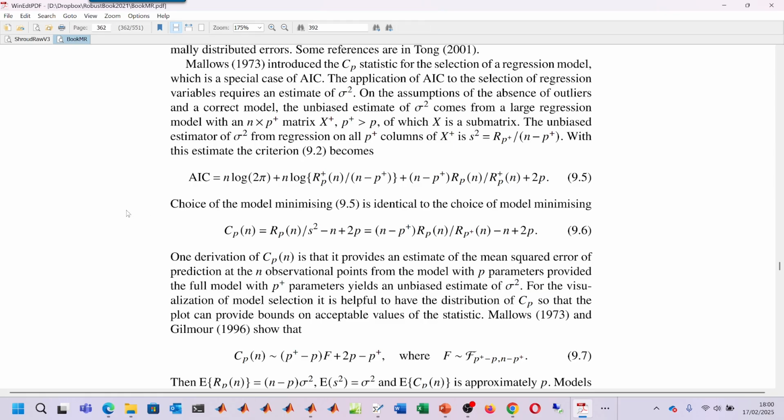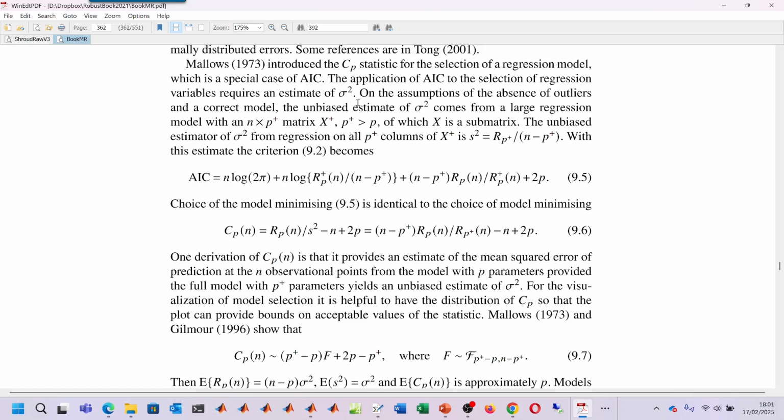The thing about the regression problem, compared with many other statistical problems, is that we require an estimate of sigma squared, which is a rather different parameter from the rest of the parameters. Mallows, in 1973, introduced the Cp statistic for the selection of a regression model. It's a special case of Akaike's information criterion, provided you make particular assumptions about the estimation of error variance. The application of AIC to the selection of regression variables requires an estimate of sigma squared.